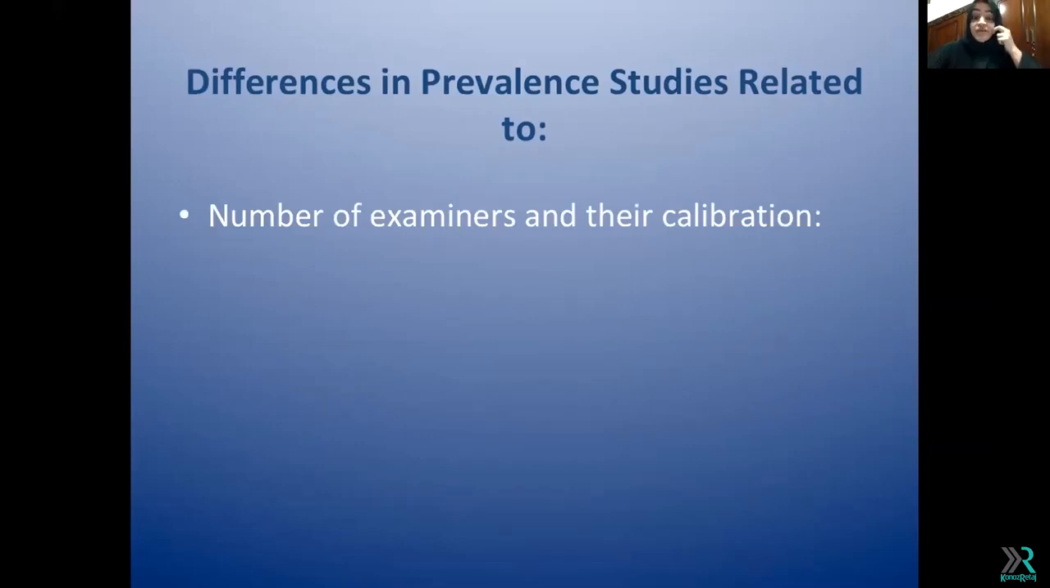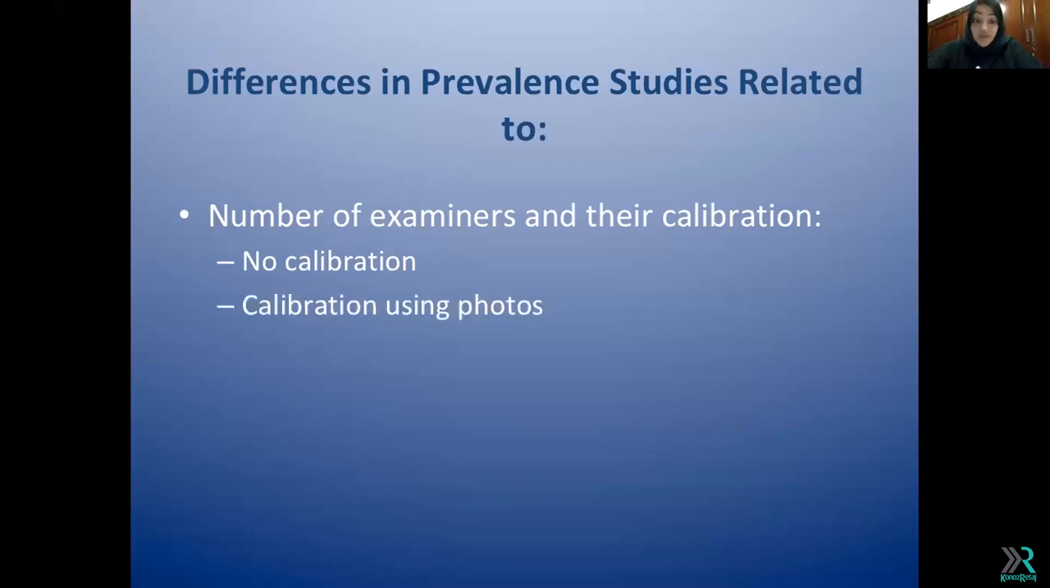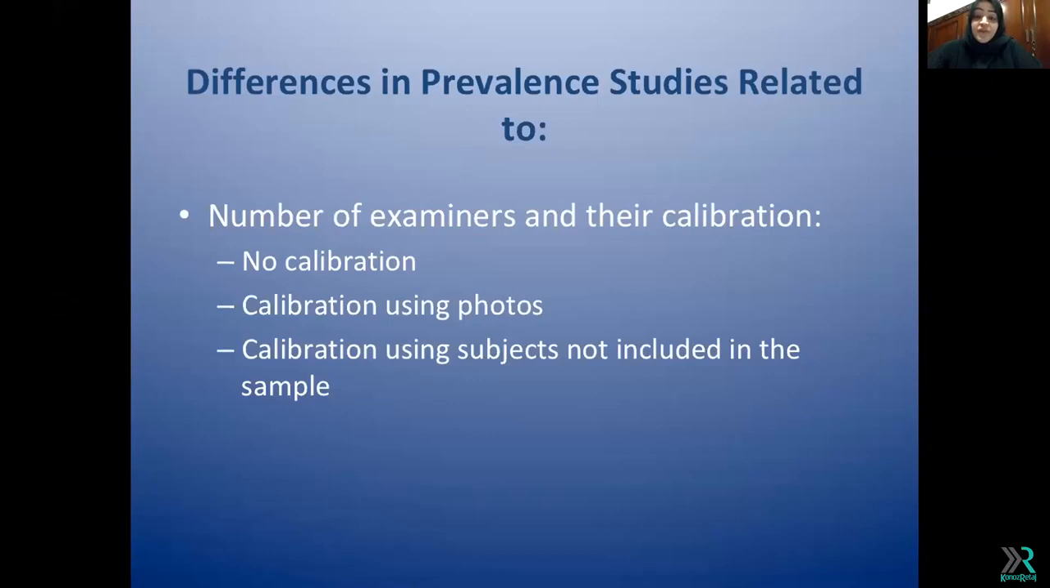Regarding the number of examiners and their calibration, it also is different among different studies. Some of them did not calibrate the examiners. Others did calibration using photos, standardized photos. And some of them did the calibration using subjects not included in the sample of the study.